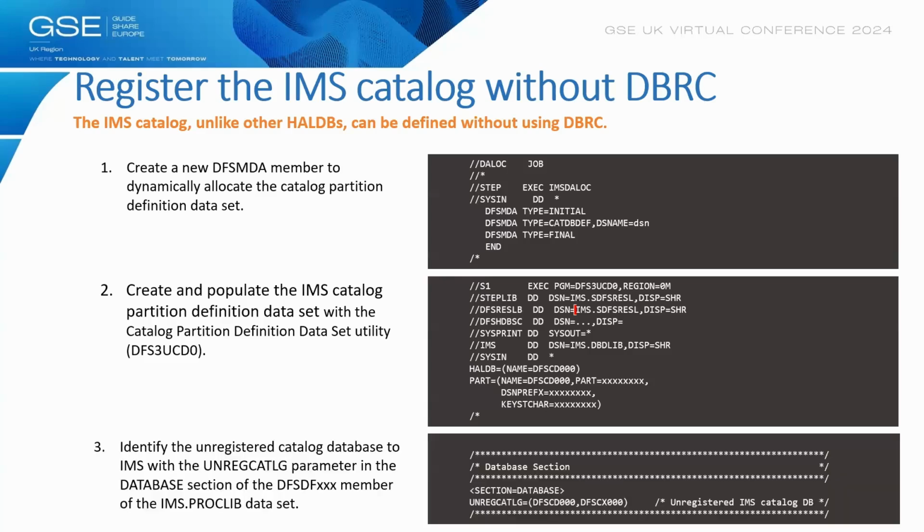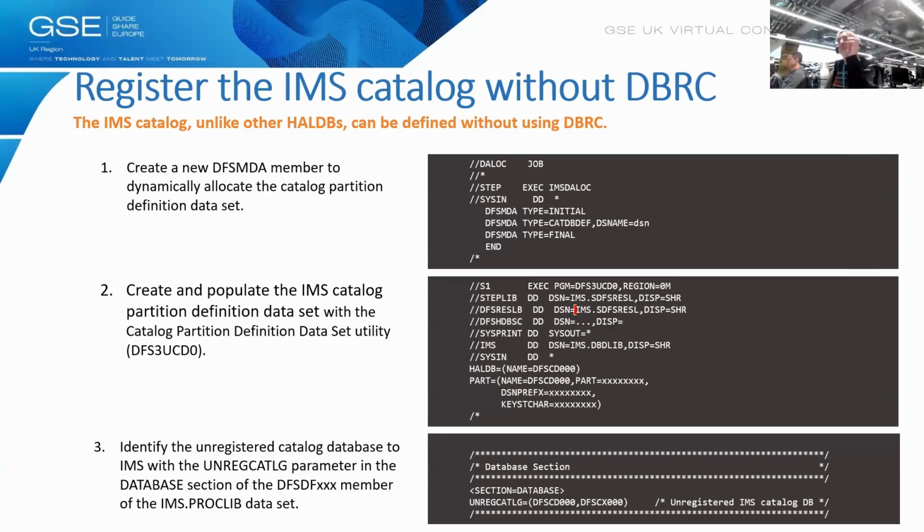The next step, the third step required for this, is to update again the DFSDFxxx PROCLIB member with the use of the unrec catalog parameter. You need to set this parameter to the name of your catalog databases. The same thing here if you are using the alias, again the names would change here.